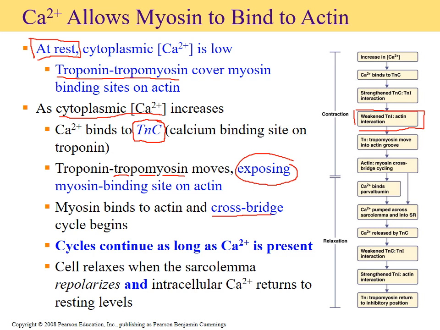When the cell decides that it's time to relax, to stop the contraction, then part of what we see happening is as the action potential goes away, so does the calcium. And as the calcium is being pumped back, we see that once again, the troponin and tropomyosin will go ahead and slide over those binding sites, thereby eliminating any additional cross bridges from forming.